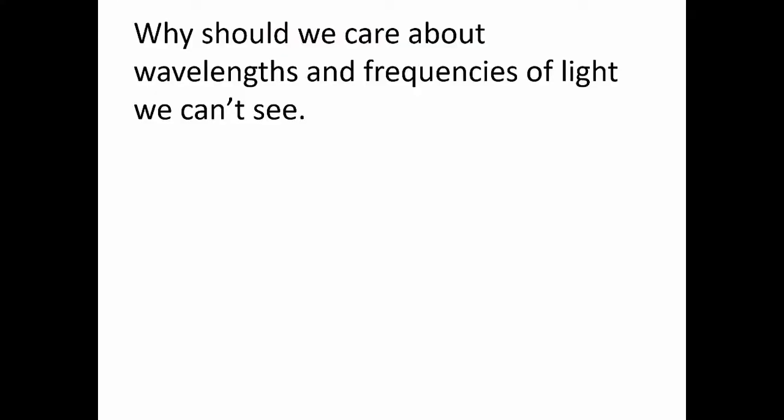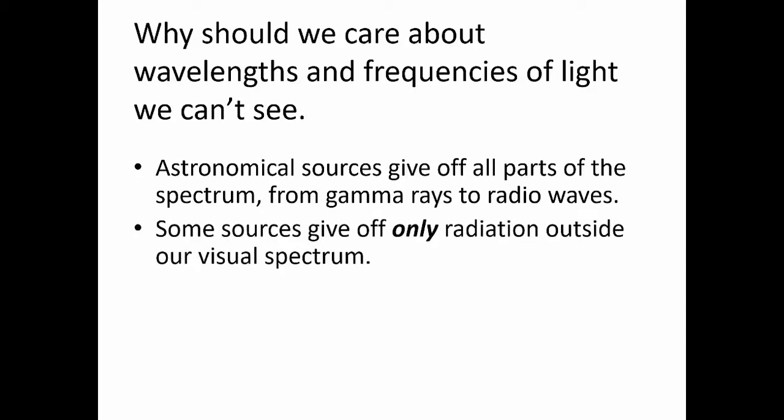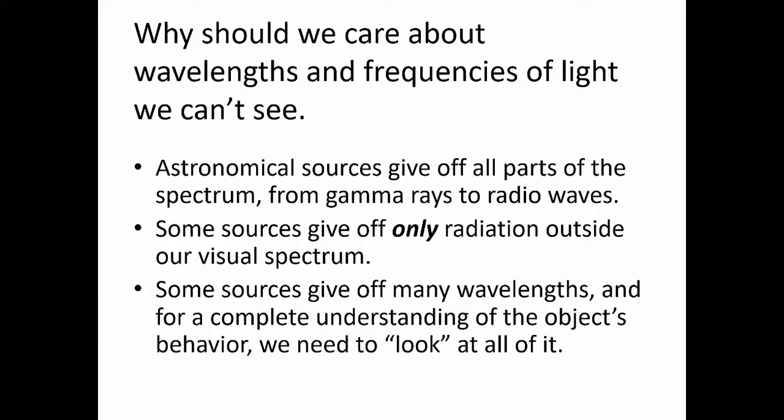Now, why should we care about wavelengths and frequencies of light that we can't even see? Well, astronomical sources give off all parts of the spectrum, from gamma rays to radio waves, and including gravity waves now. So by studying everything we can, all these different wavelengths, we learn a lot more. Some things give off only radiation outside the visible spectrum. So if we weren't looking outside of it, we wouldn't even know about those things.